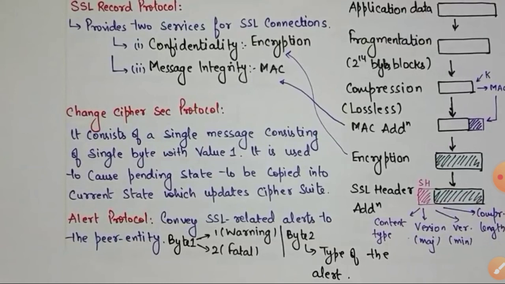Next, what is the change cipher spec protocol? It consists of a single message consisting of a single byte with one value. It is used to cause the pending state to be copied into the current state, which updates the cipher suite. Next, the alert protocol, the last protocol in the SSL architecture. It conveys SSL-related alerts to the peer entity. It contains two bytes: one for giving the warning, and one for giving the fatal information. So this is related to the SSL protocol, and after that, TLS.